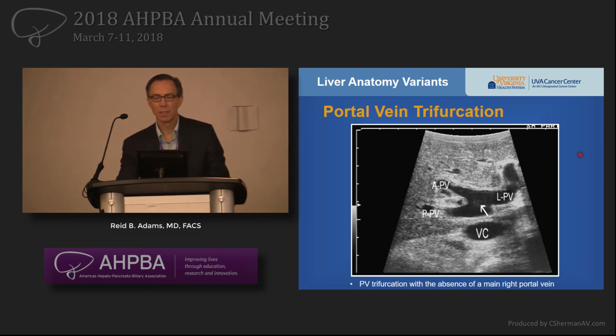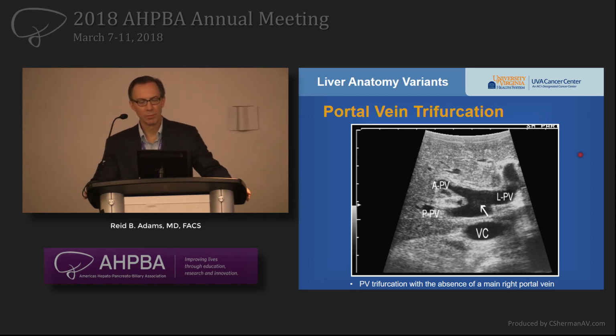This is uncommon, but one of the few portal vein anomalies that we see. Portal vein trifurcation: essentially there's an absence of a main right portal vein, and the anterior and posterior pedicles come in and join together at the main portal vein. This is a typical configuration of what that looks like.